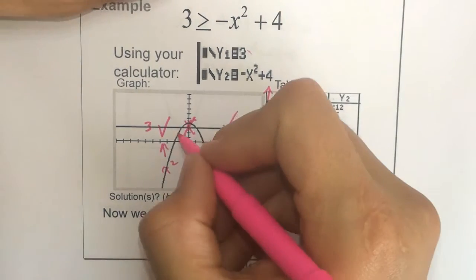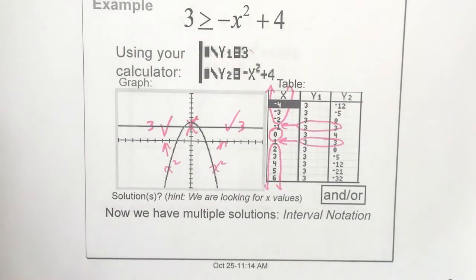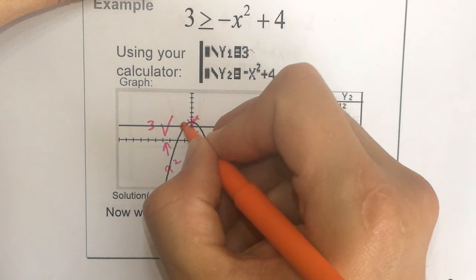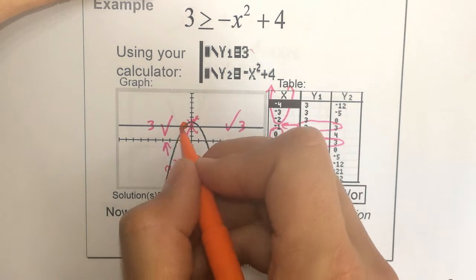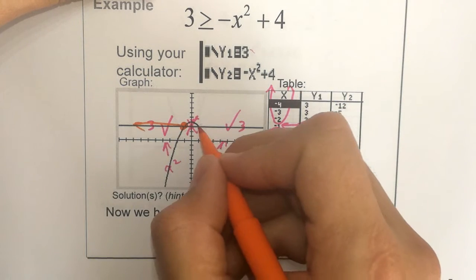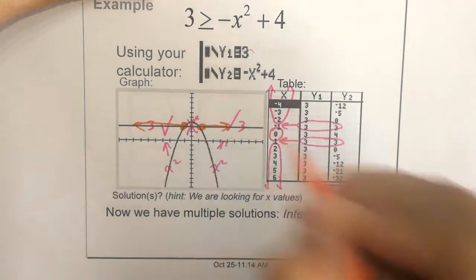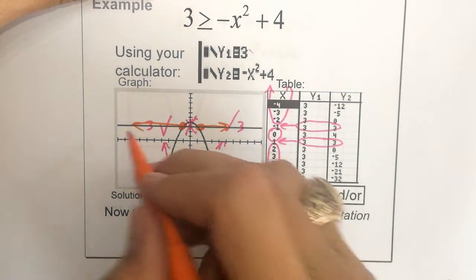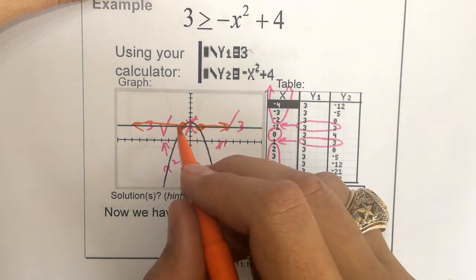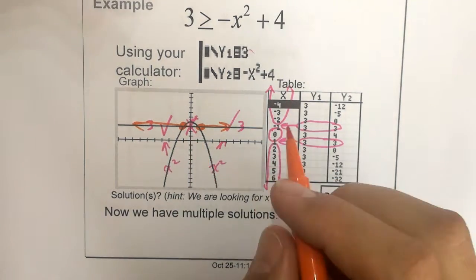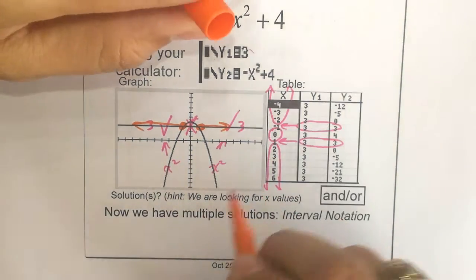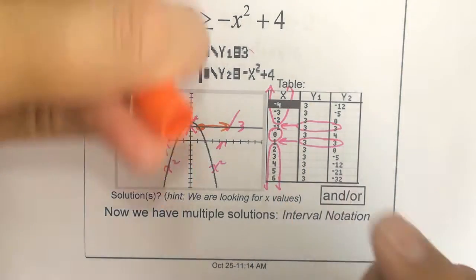So my solution is anything from here, and it's a solid dot because it's equal to the left, and anything here to the right, because all these points are good, all these points is above, but nothing in here. We'll talk about how to write this down in a second after we look at the table.